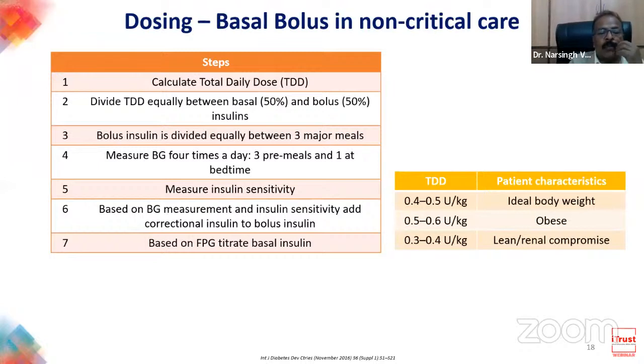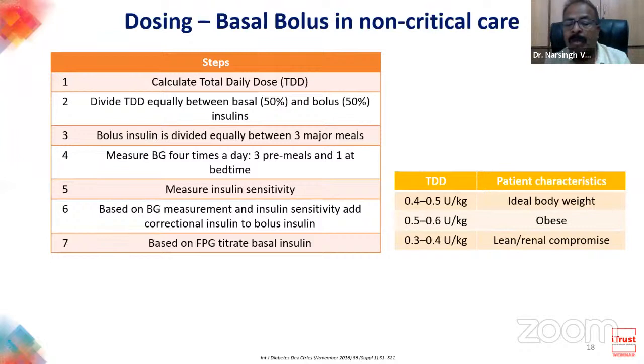Measure blood glucose 4 times a day, 3 pre-meals and 1 at bedtime. Measure insulin sensitivity, and based on the blood glucose measurement and insulin sensitivity, add correctional insulin to the bolus. Based on fasting and prandial glucose, titrate the basal. Again, a very, very simple method.